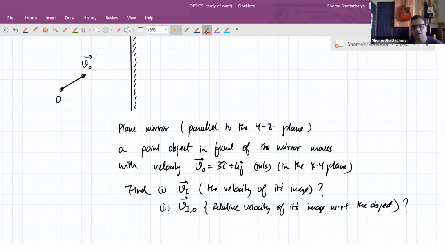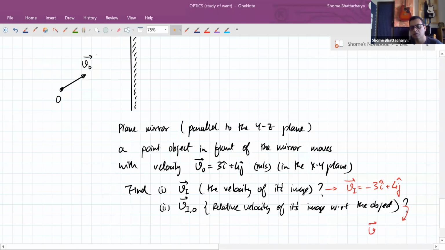So first of all, let me give you the answers, then we'll discuss. The velocity of the image will be like this. It will have an x component which is minus 3 i cap, but a y component which is plus 4 j cap. And that is why the relative velocity will become minus 6 i cap.